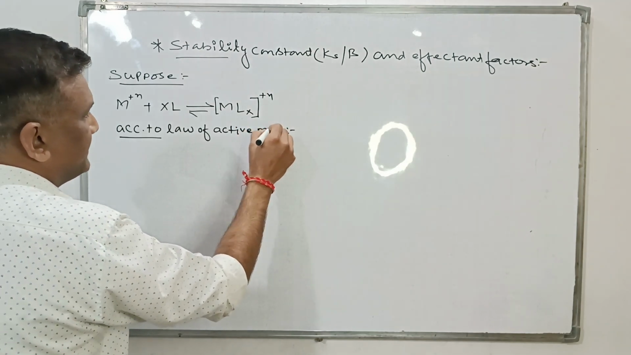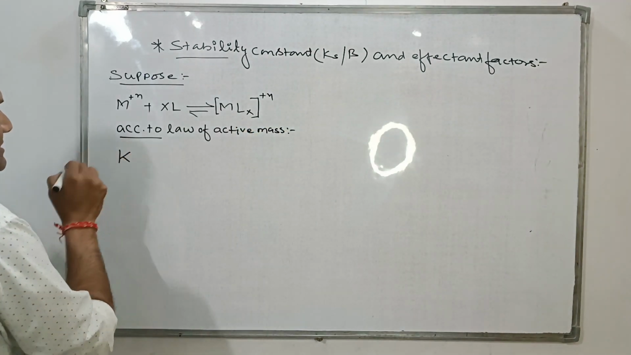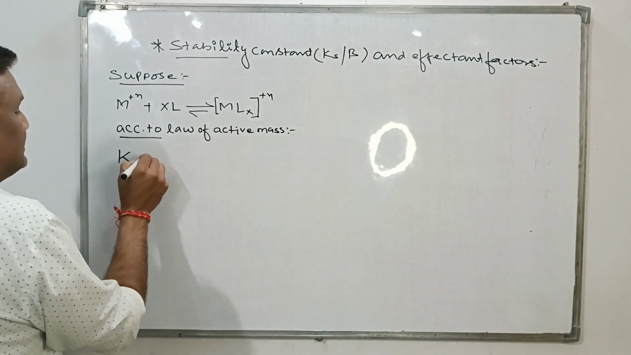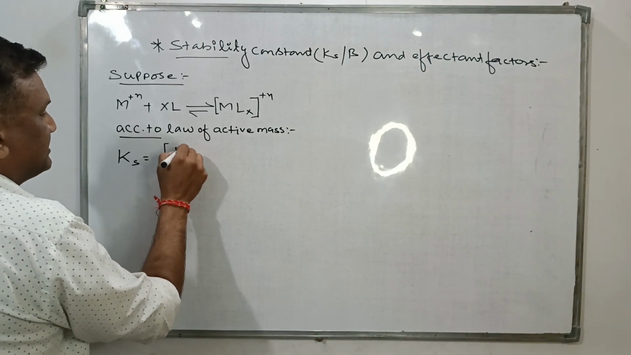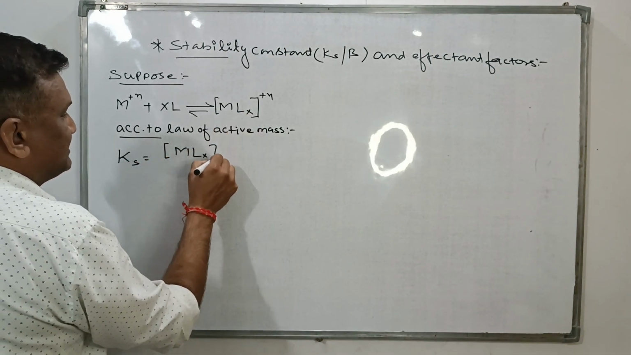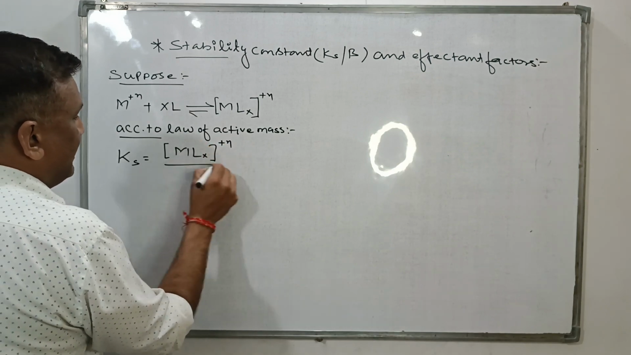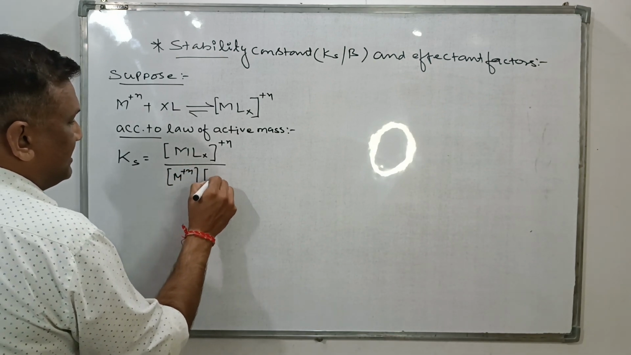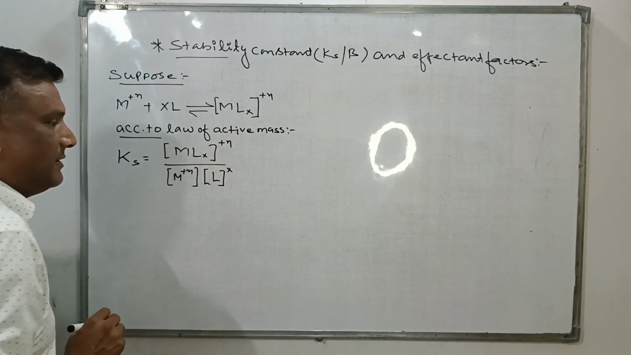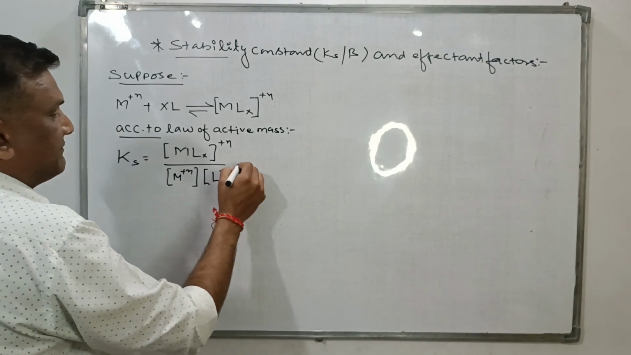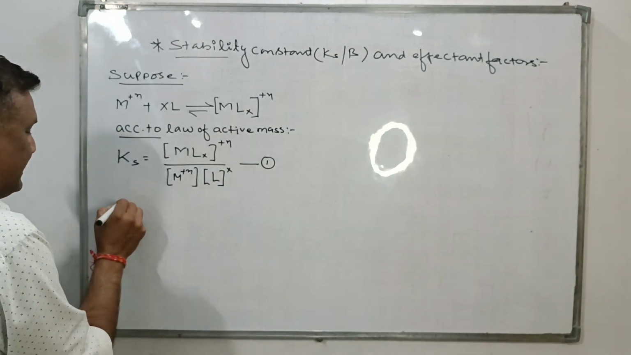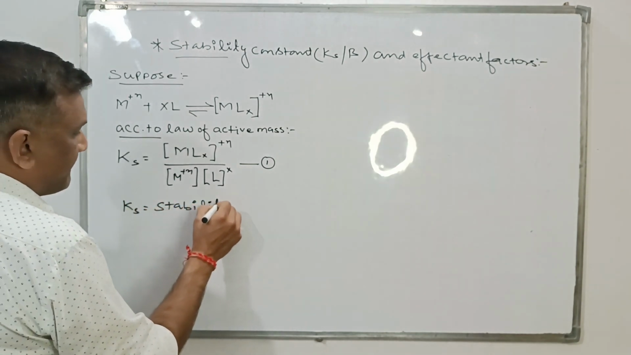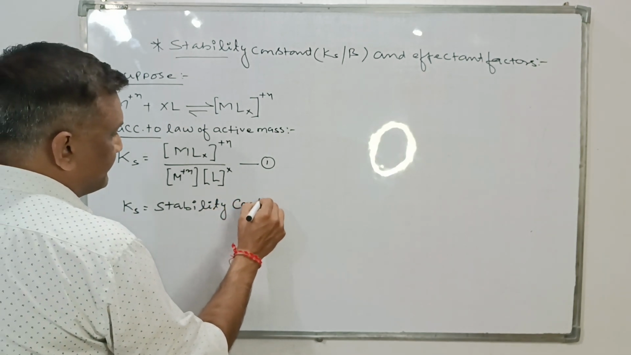So according to law of active mass, the equilibrium constant will be the stability constant. So Ks is equal to the concentration of product MLx to the power plus n, upon M plus n, and the ligand concentration to the power of the number of ligands. This is your equation number first, where Ks is the stability constant.